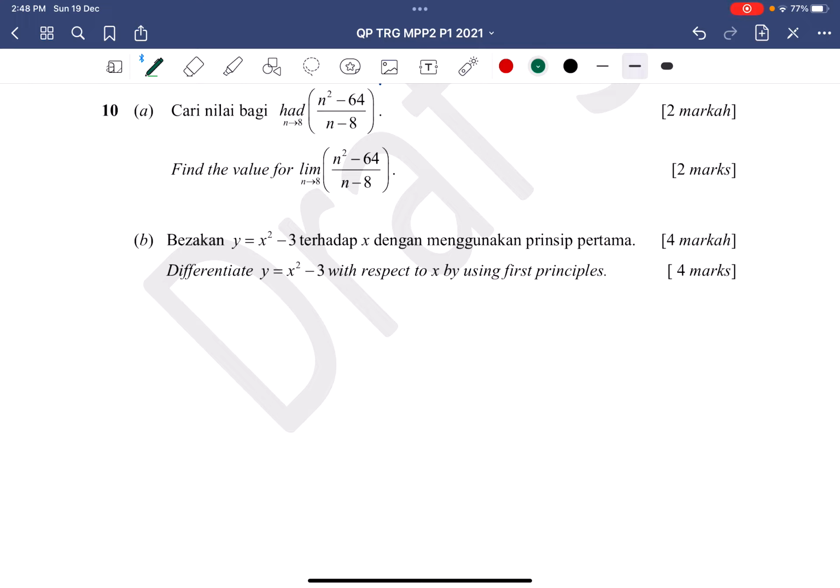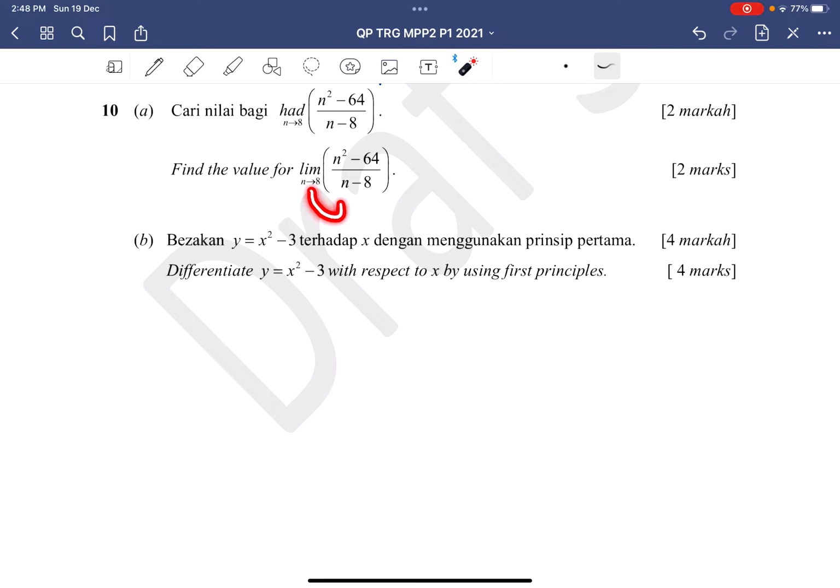Okay, so for Terengganu MPP2, question 10 is a differentiation type of question, for limit and first principle questions. For question A, limit, they ask us to find the limit when n approaches 8 for the expression n squared minus 64 divided by n minus 8. We can do direct substitution if possible.